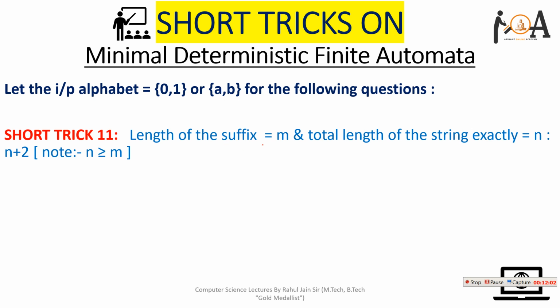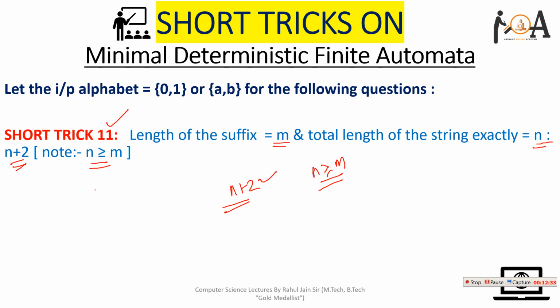Next one is length of the suffix is m and total length of the string is exactly n. In that case, n plus 2 is the answer, where n should be greater than or equal to m. So it is shortcut trick 11, where if you are asked that length of the suffix is m and total length of the string is exactly n, then how many steps would be there in its minimal DFA? You will answer n plus 2. Condition is there that n should be greater than or equal to m, right?